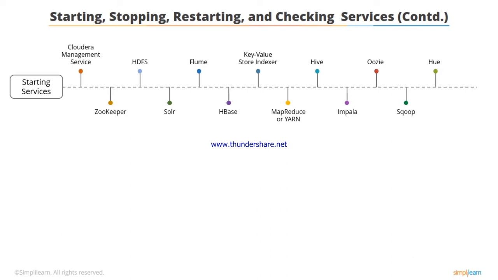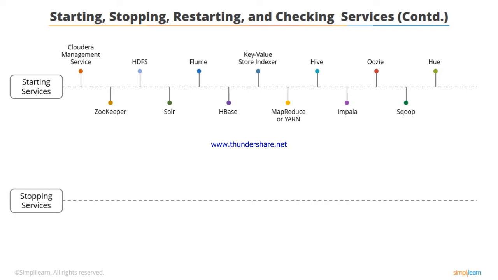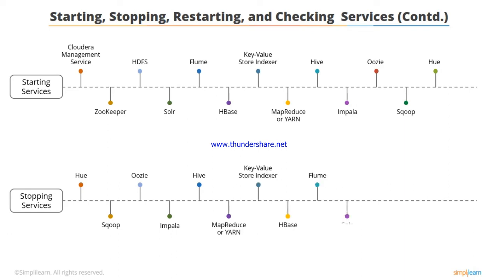The following is the order that should be followed to stop services: Hue, Sqoop, Oozie, Impala, Hive, MapReduce or Yarn, Key Value Store Indexer, HBase, Flume, Solr, HDFS, Zookeeper, Cloudera Management Service. When you enable a new feature or when you make any changes to the configurations of a service, it usually requires restarting the service. We will now view a demo on starting, stopping, and restarting services.